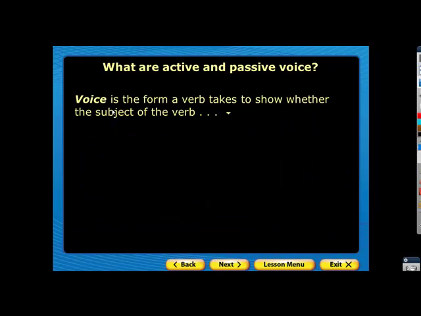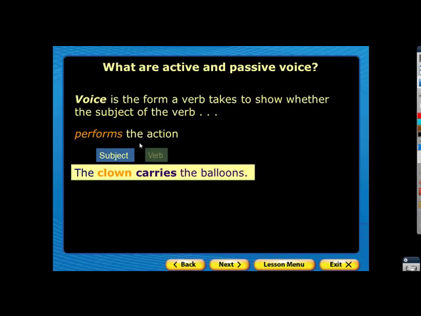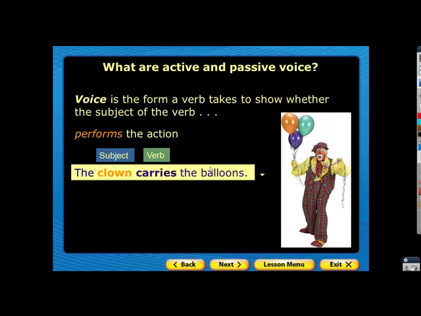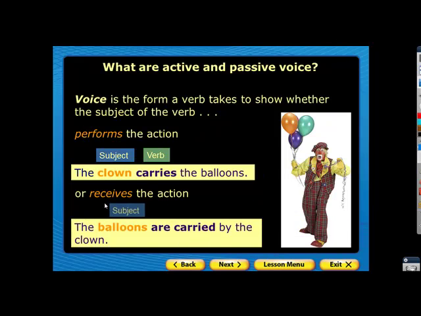Okay, so the voice is the form a verb takes to show whether the subject of the verb performs the action, like here, the clown carries the balloons, or the subject receives the action, like here, the balloons are carried by the clown. Here, in the active voice, we focus on the performer, the doer of the action, in this case, the clown. In the passive voice, we focus on the receiver and the action itself, like the balloons are carried.